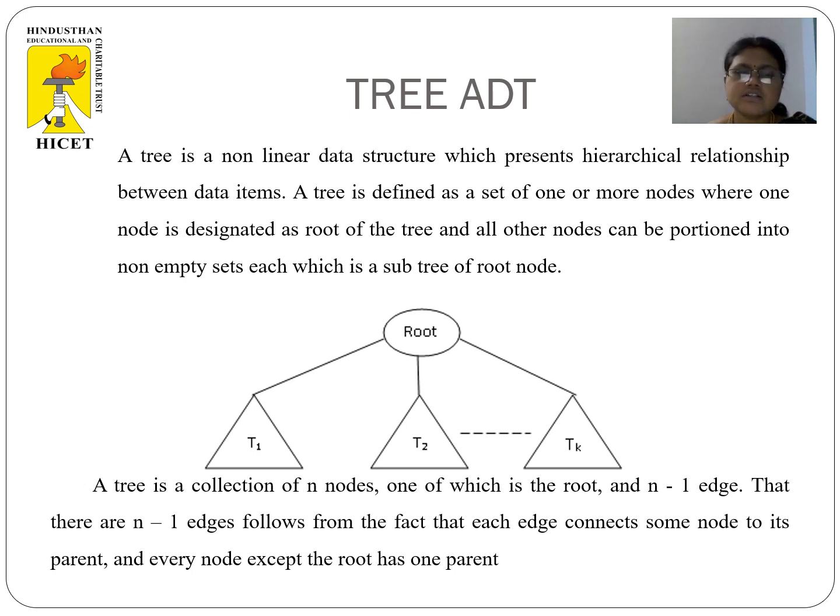A tree is going to be a collection of nodes, one of which is the root, and if you're having n number of nodes, then there will be n minus 1 edges. This follows from the fact that each edge connects to the parent node, and every node except the root has one parent.